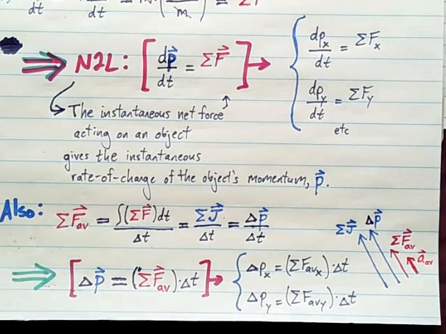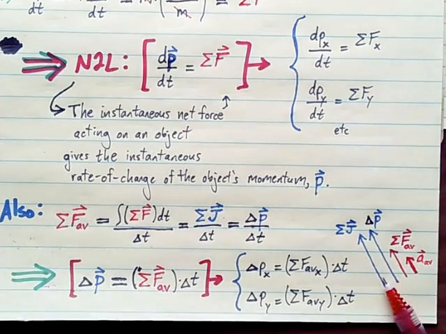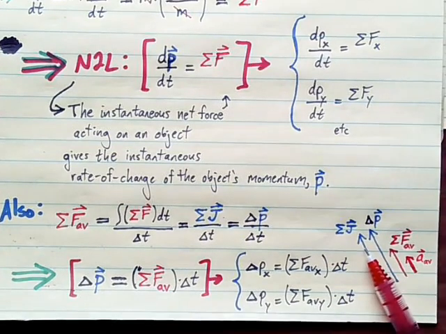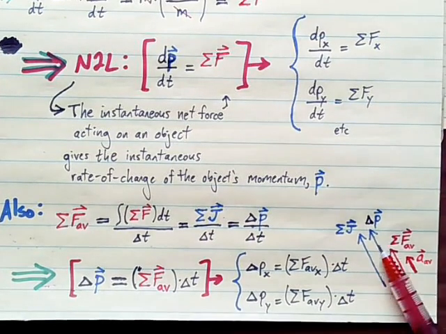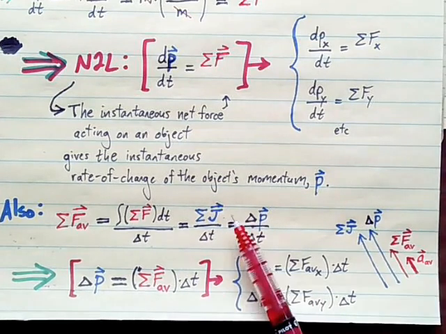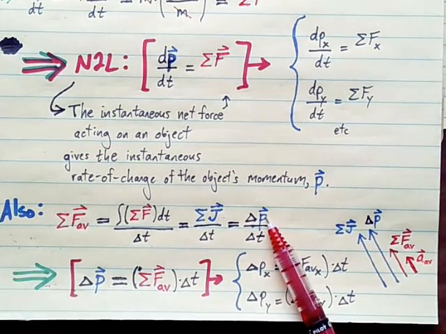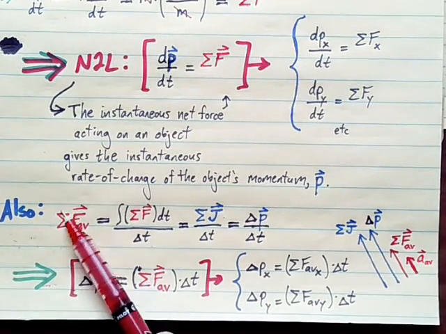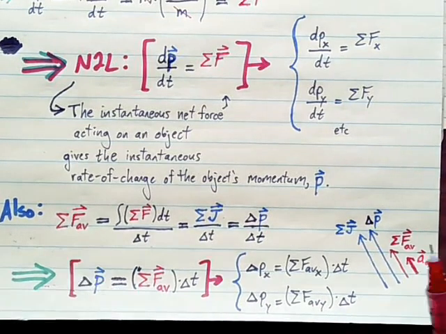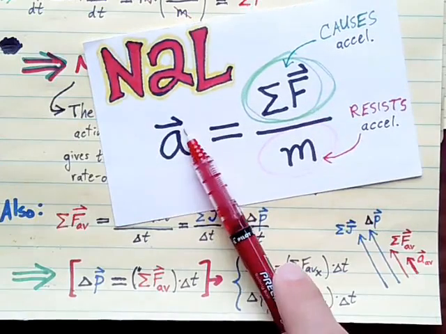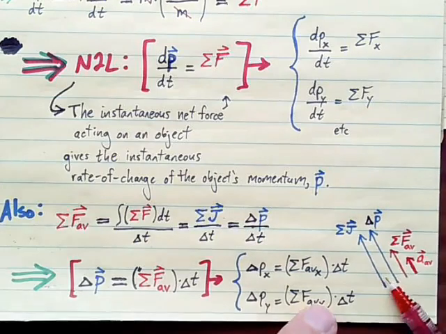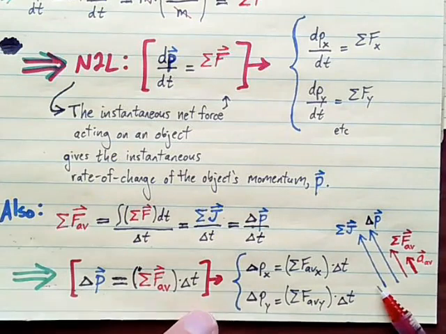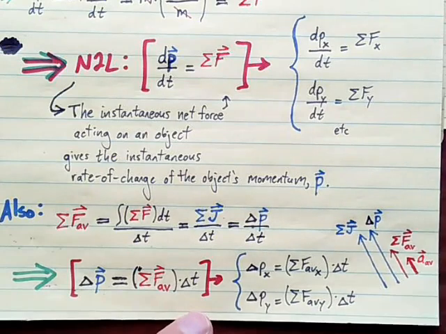And we see here that net impulse points in the same direction as changed momentum, delta p. These two vectors point in the same direction, which point in the same direction as average net force, which by Newton's second law points in the same direction as average acceleration. So all four of those vectors would be parallel to each other over any time interval.